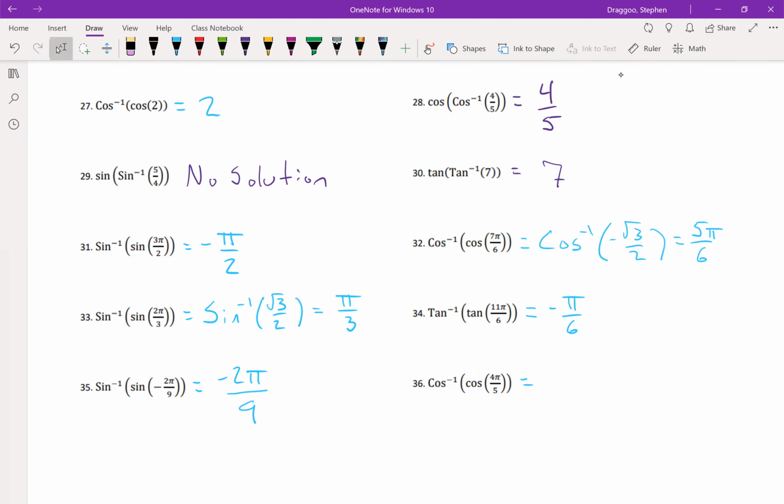I'm looking at the cosine inverse of the cosine of 4 pi over 5. But again, that should fit the restriction for cosine inverse. Since cosine inverse's range is 0 to pi, and 4 pi over 5 is less than pi, those two functions should just undo one another. And I get 4 pi over 5.